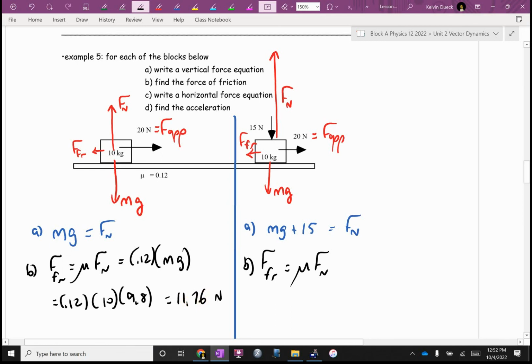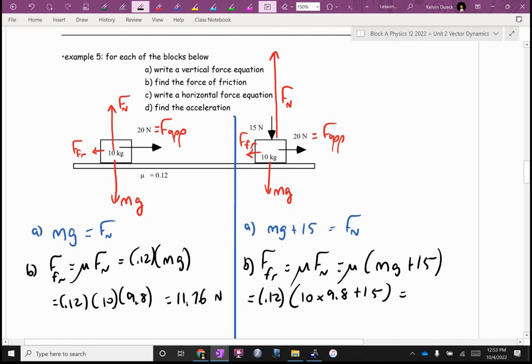Newtons. We're going to keep doing the same thing. It's going to be mu times the normal force. I can't just say I don't know the force, but I do know how to calculate the normal force. Apparently the normal force is the same as what? In brackets, mg plus 15. And what's mu? 0.12, and then it's going to be 10 times 9.8 plus 15.